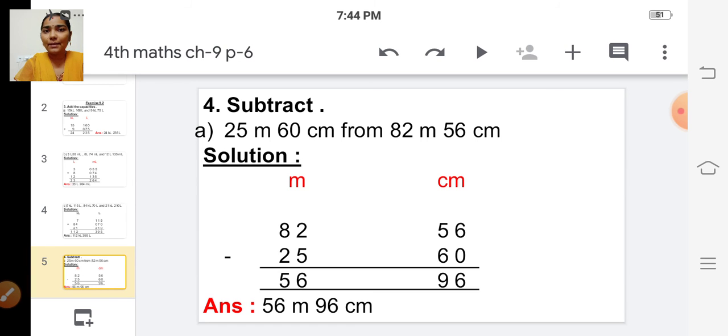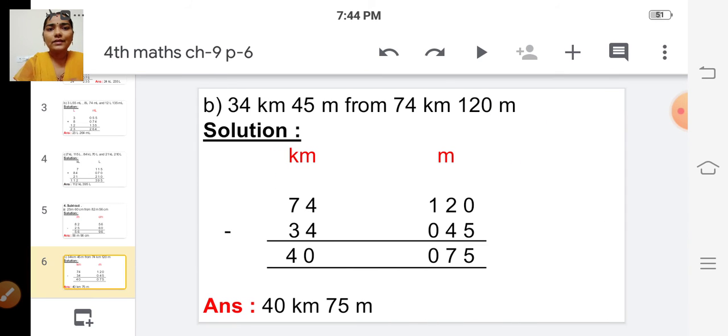So the method is the same, but if they ask to add, then you have to add. And if they are asking to do subtraction, then you have to subtract. Okay, the next problem: subtract 34 kilometer 45 meter from 74 kilometer 120 meter.